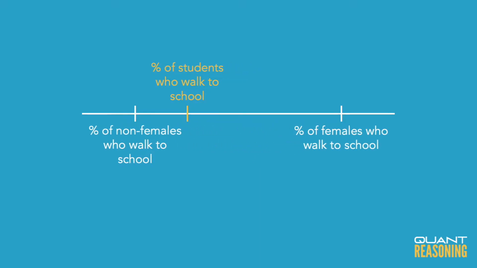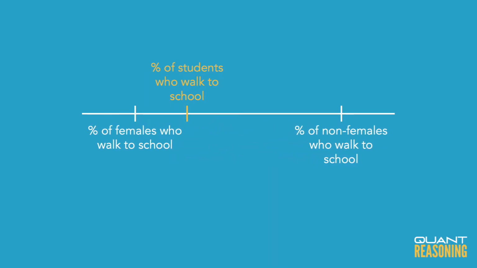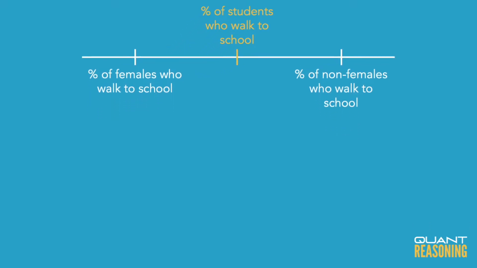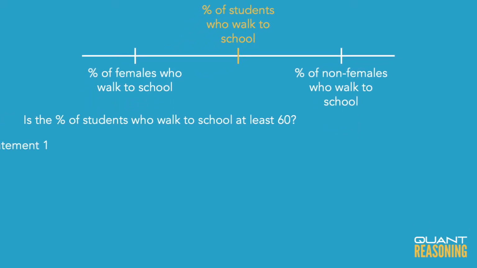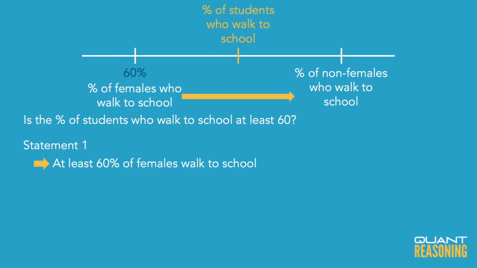Now, we don't actually have to compute anything because this is data sufficiency, but if we understand the thing that they're asking about, they're asking is the percent of students who walk to school at least 60, and then in statement 1 they're giving us the percent of female students who walk to school, they're saying that one is at least 60. Does that mean necessarily that the overall percent of students who walk to school is at least 60? And the answer is no, it doesn't necessarily mean that, because the percent of students who walk to school is going to be somewhere in between the percent of females who walk to school and the percent of non-females who walk to school.